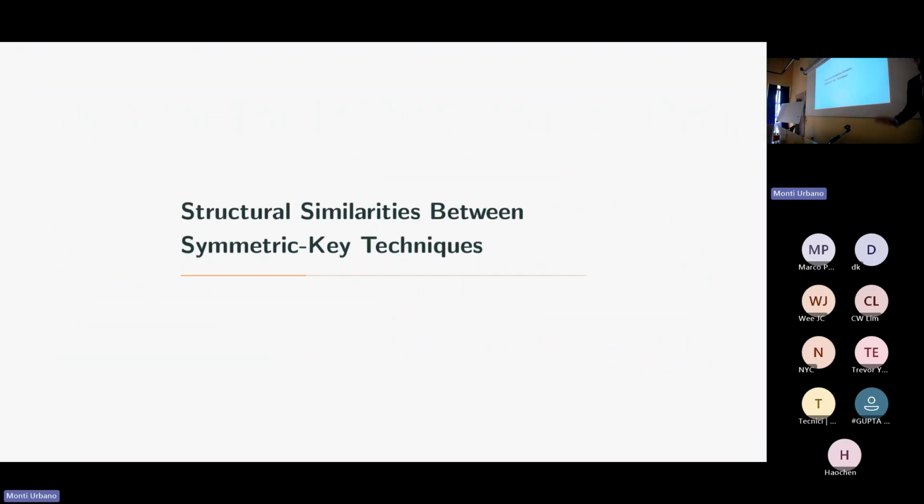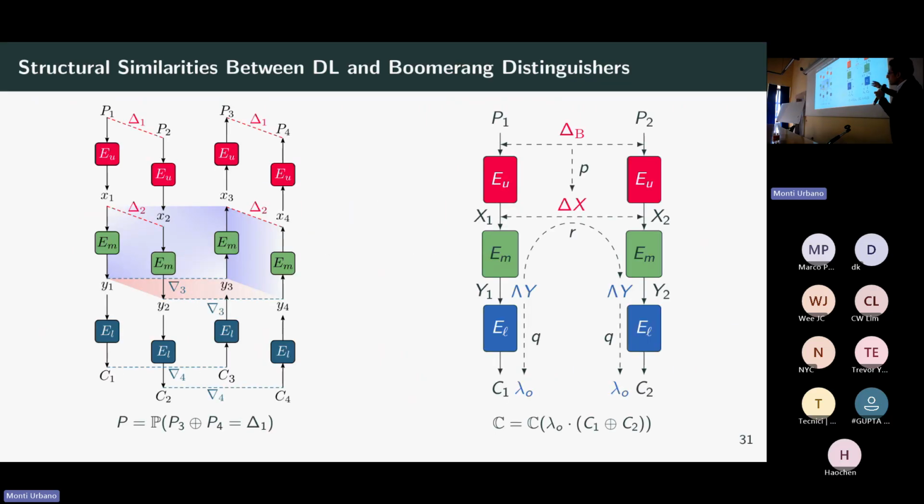We used the theoretical links between attacks to reach this point, but sometimes there is not a theoretical link, but there is a structural similarity. Let me show you one of these. Just look at these two shapes. They're really similar, right? This represents a boomerang distinguisher. This represents a differential linear distinguisher. What do you think when you just look at these two shapes? From some aspects, they're almost the same. They're a combination of two types of distinguishers, right?